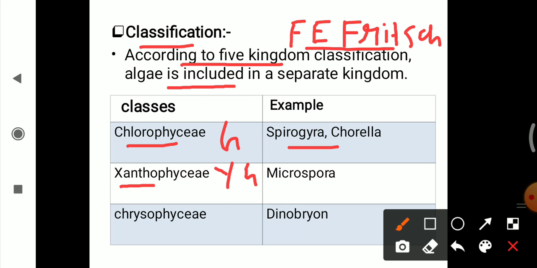Third is Chrysophyceae, the brown or orange algae. O stands for orange, G stands for green algae, Y stands for yellow-green algae, and Chrysophyceae are the brown and orange algae. Example is Dinobryon.